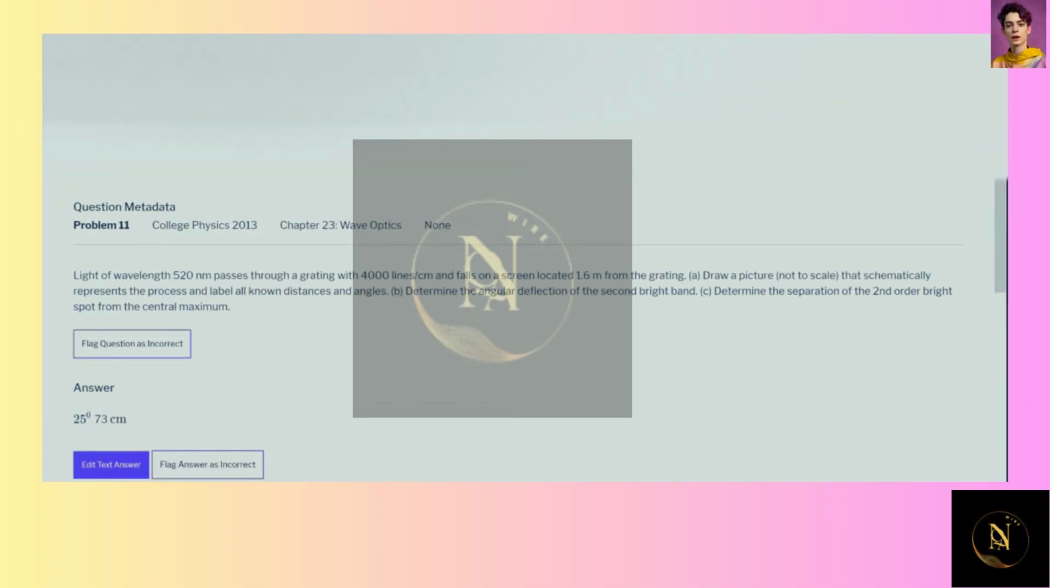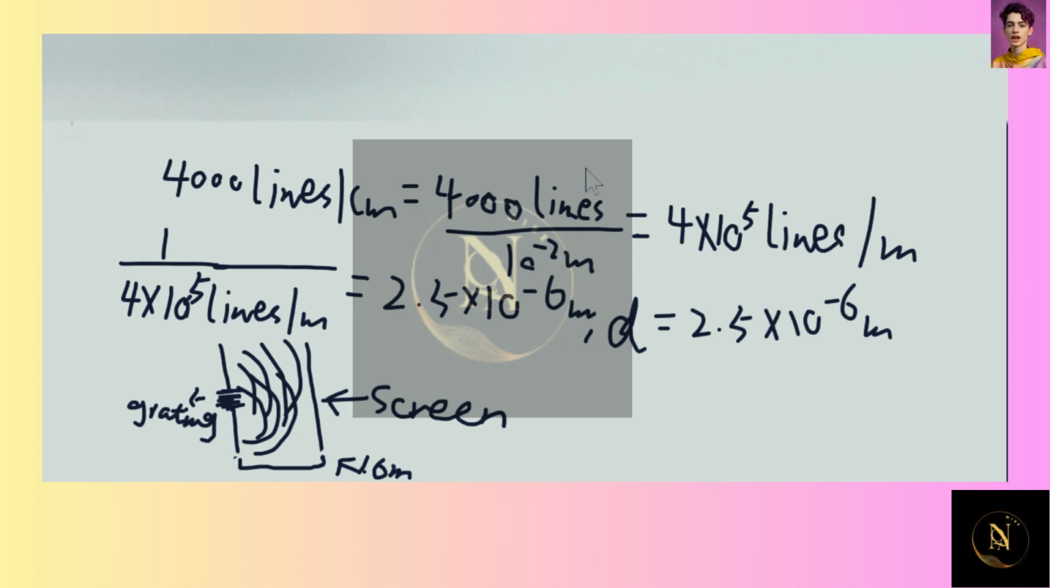So it said draw a picture, not to scale. Let's schematically represent the process and label all known distances and angles. So from the given conditions, we know that the wavelength is 520 nanometers, the grating has 4,000 lines per centimeter, and the distance between the screen and the grating is 1.6 meters.